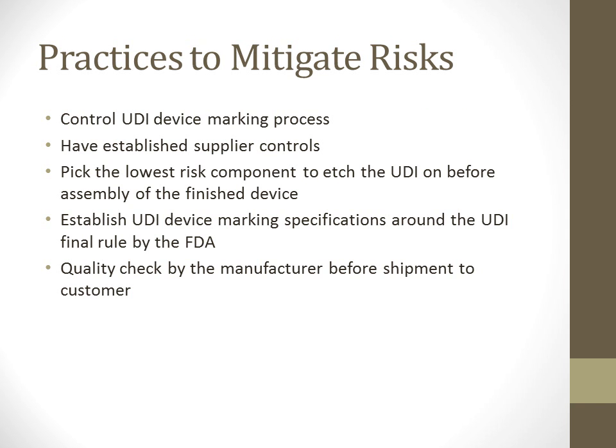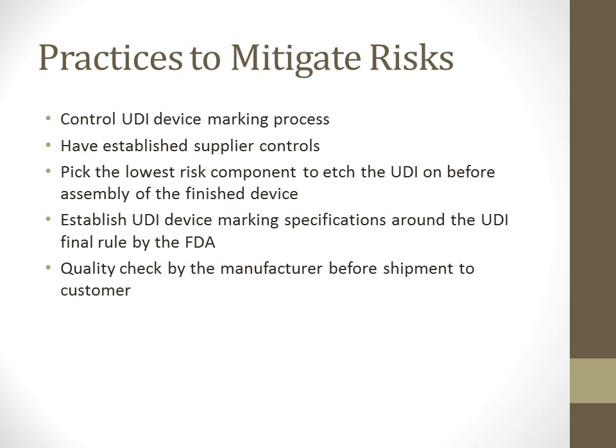So some of the practices I recommend to mitigate some of these risks is to control your UDI device marking process. Have established supplier controls. Pick the lowest risk component to etch the UDI on before assembly of the finished device. That way you can inspect each component before you assemble in your plant, and you can reject or return to vendor the lowest risk component.